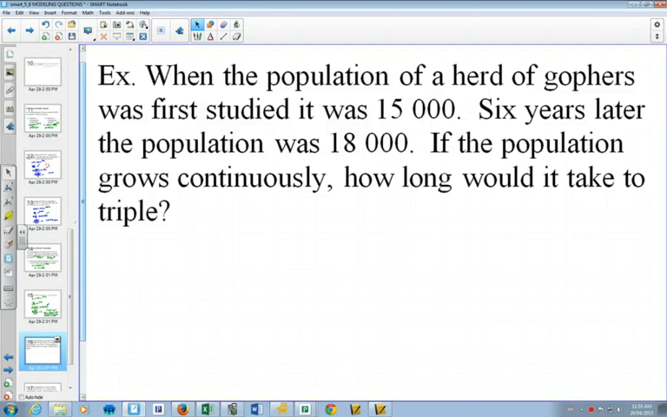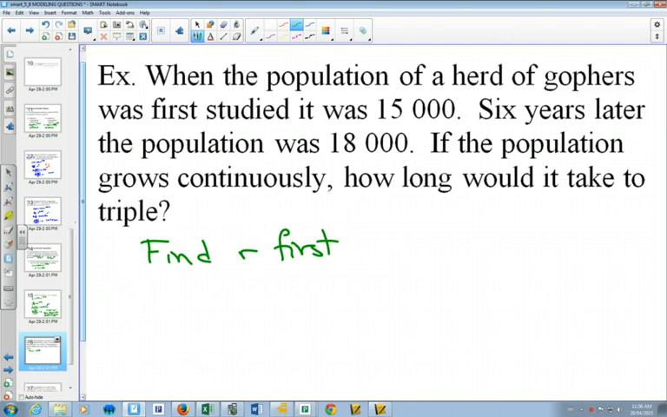When we read the last sentence, the question is asking us how much time. So we want to solve for time, but when we look through the question, there's nothing that tells us anything about the rate. So we want to solve for time, but we also don't know the rate. So before we can solve for time, we need to find the rate first.